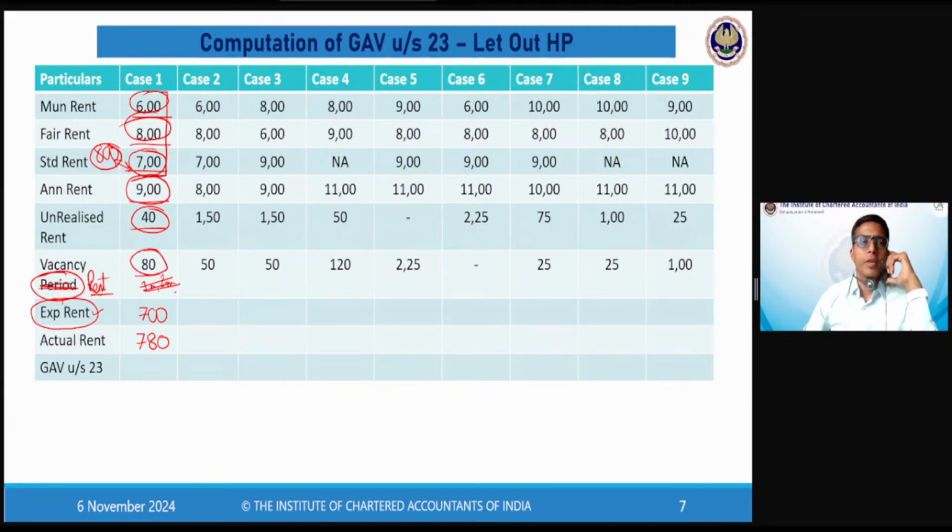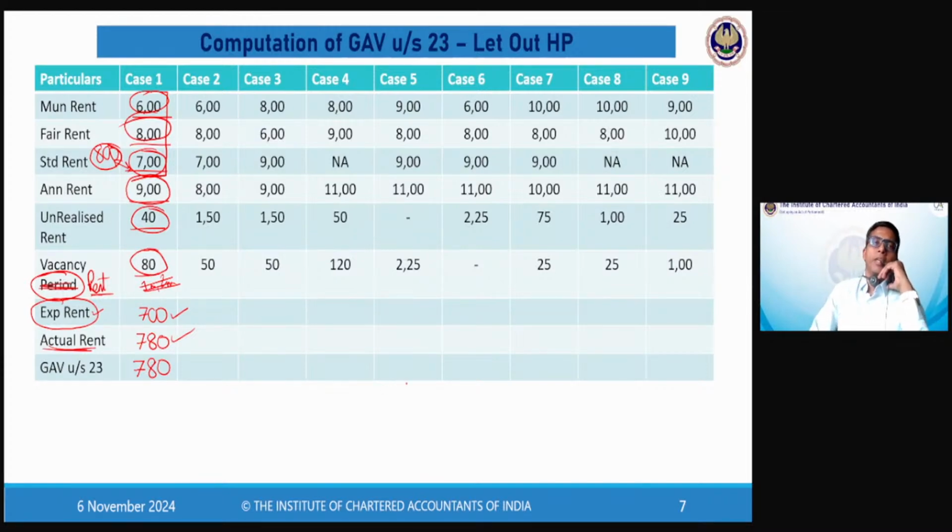Now, once I get both these figures, I'll compare them. If my actual rent is higher, GAV is actual rent, chapter closed. So where actual rent is higher, GAV is actual rent. Because please understand this logically, the lawmakers want to tax actual rent only, because that is the true rent. So as far as possible, we try to tax the actual rent. But where there is some problem with actual rent, we will take the expected rent. Correct? Now the same, second case.